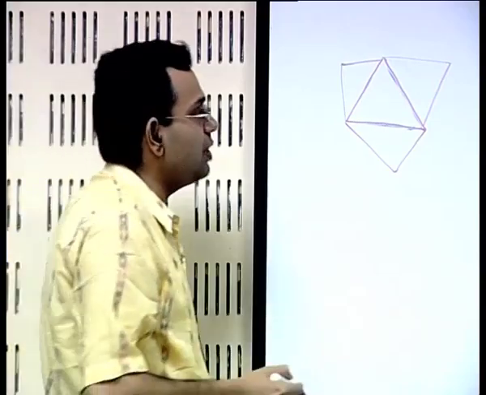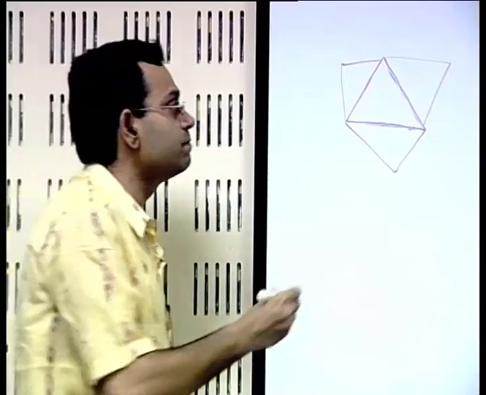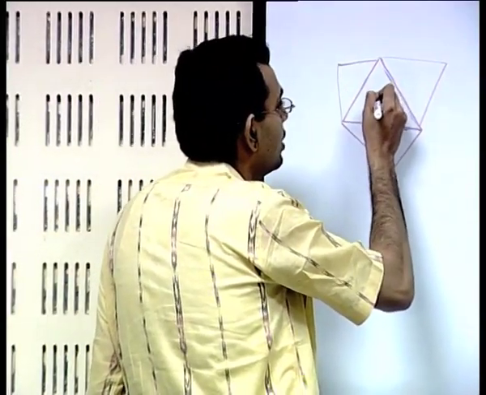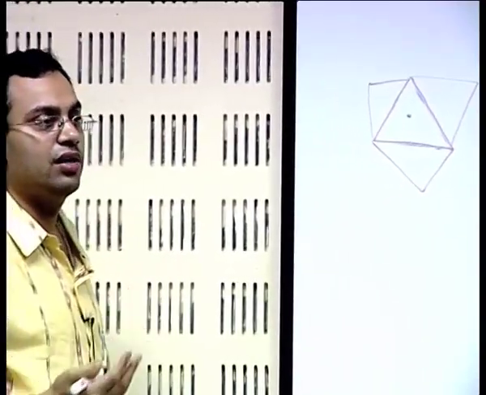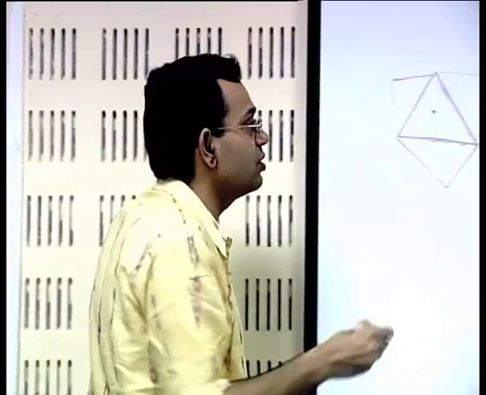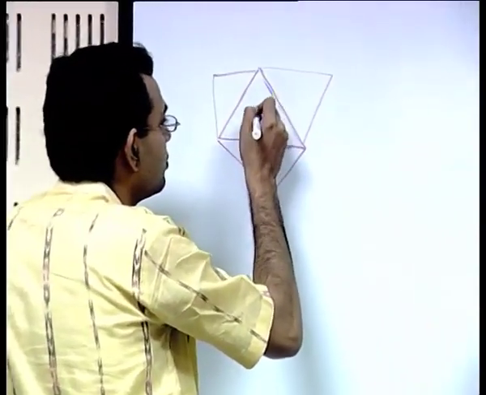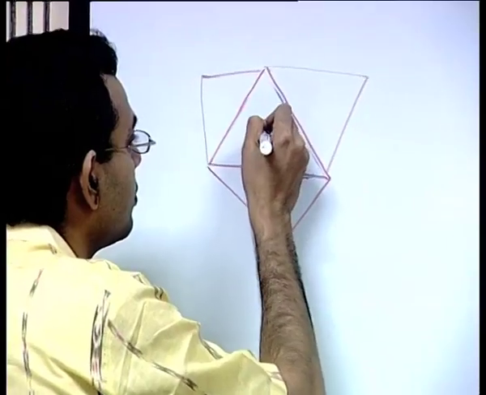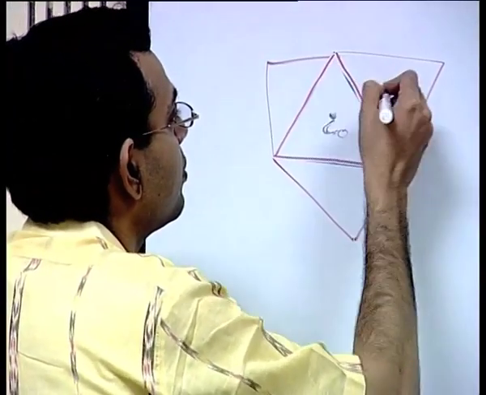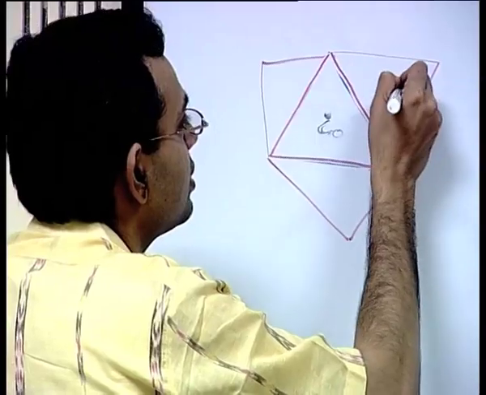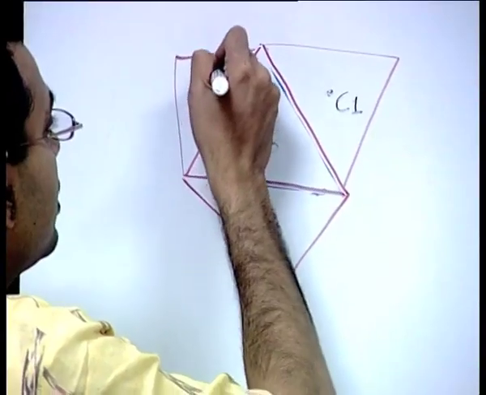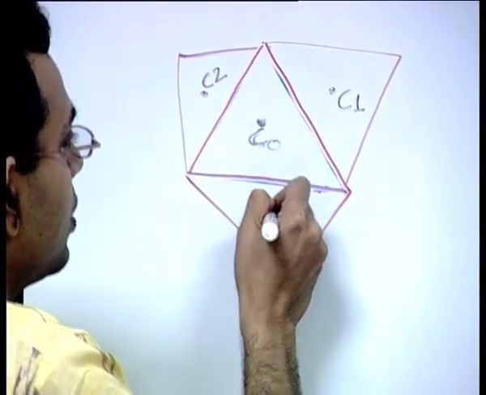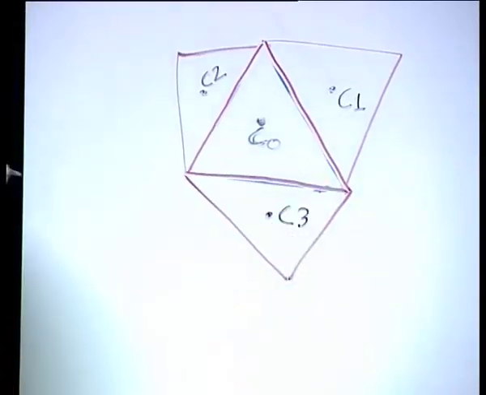We can name the grid points. The grid points, for convenience, you can choose as the centroid or geometric center of each triangle. So this is say C0, this is C1, this is C2, this is C3.